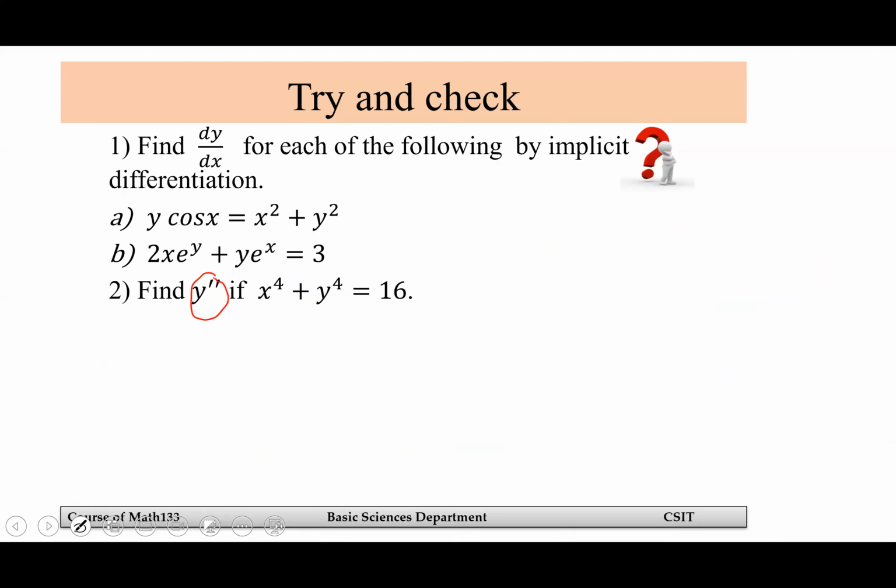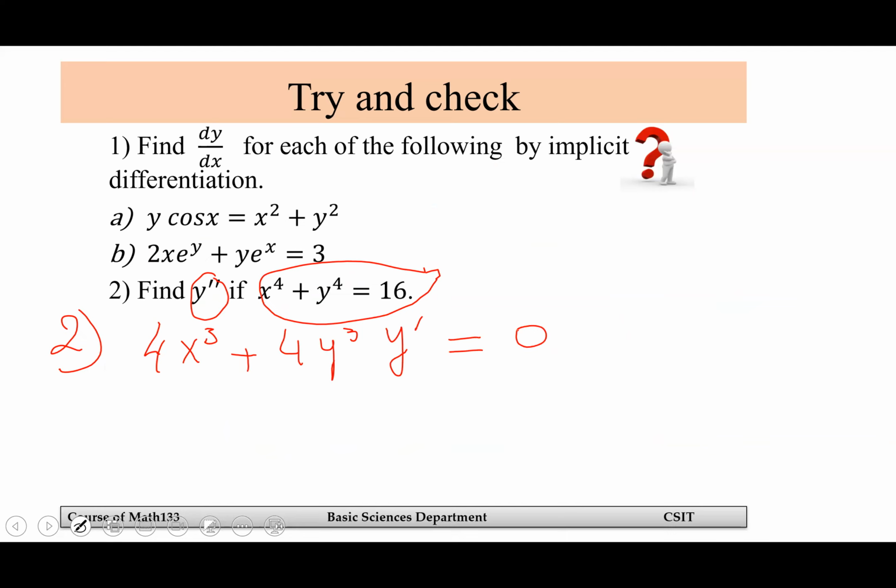Now, in the second question, we want to find y double prime. So we need first y prime. So we will differentiate the equation with respect to x. So it will give 4x cubed plus 4y cubed y prime. Don't forget this chain rule, equal to 0. So this will give me y prime.